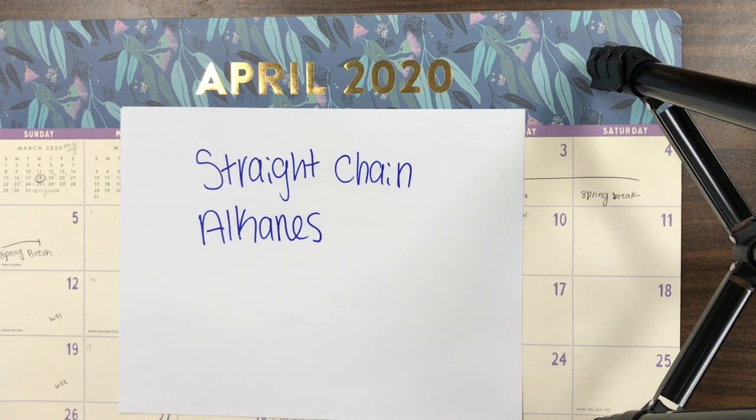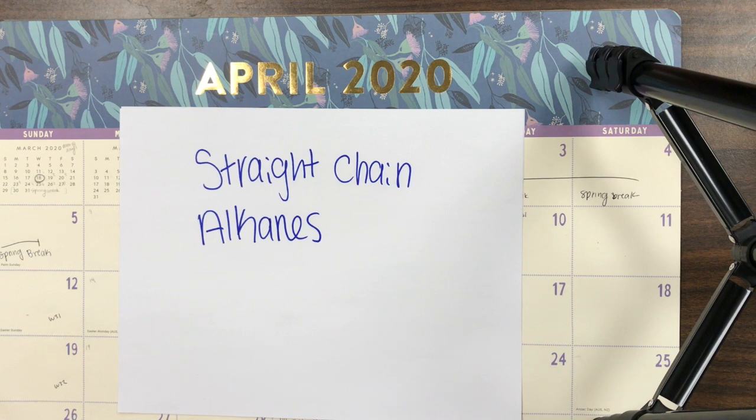Hey guys, this is our section on straight chain alkanes. The next section will be on naming branched alkanes. These are a lot easier because all you need to do is memorize them. So there's only 10 that you're going to need to memorize, so let's go through them.